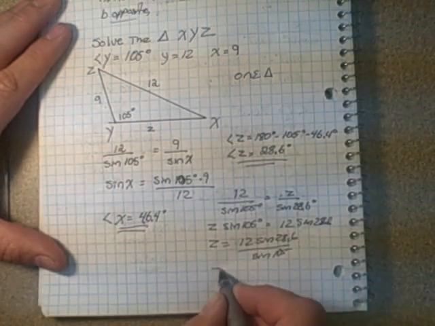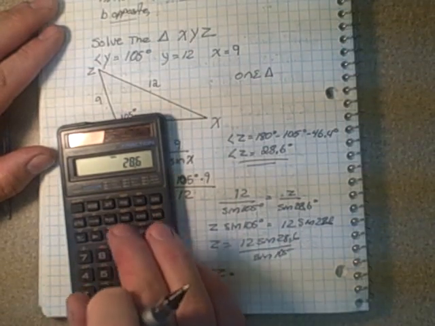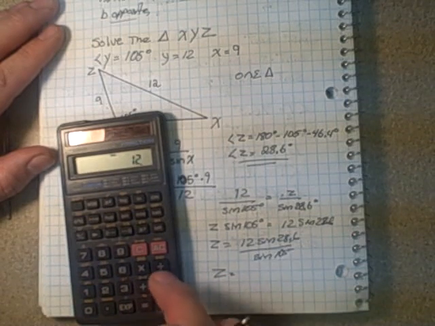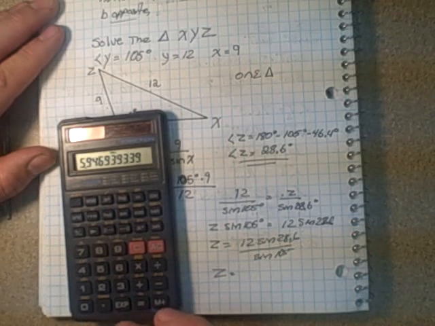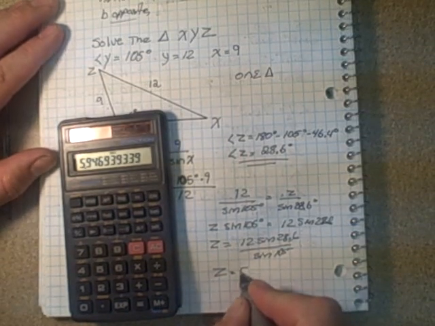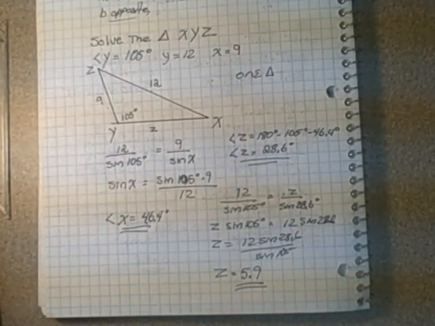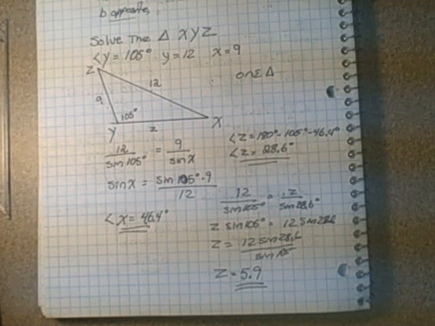Z equals. So let's take our calculator out. Take the sine of the angle, 28.6 times 12, divided by sine 105, gives us 5.9. And that would be our completed, solved ambiguous case for ambiguous cases using an obtuse triangle to start with. Okay, and that concludes 3.4.